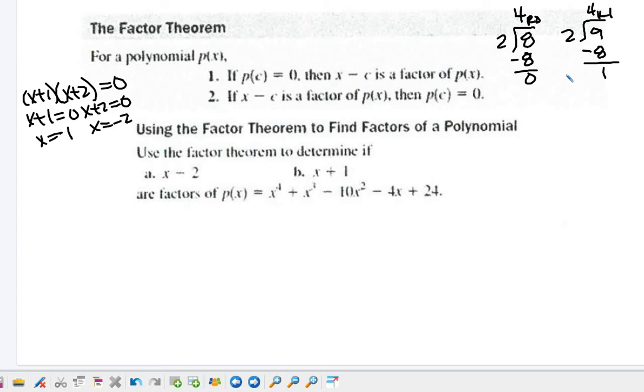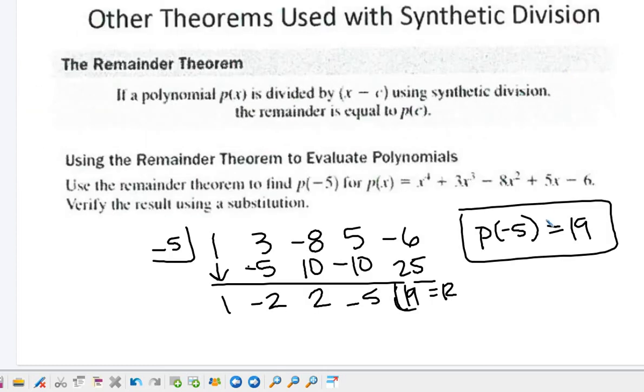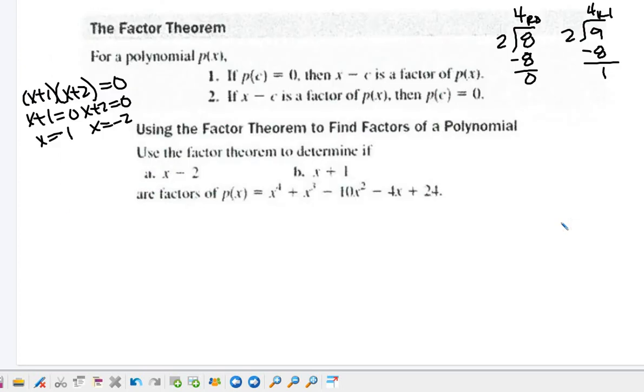So the way you answer this problem is important. Like we talked about here, if they say use remainder theorem, this is what your final answer should look like. P of -5 is equal to 19. Okay, so for factor theorem, it's a little bit different. The work is the same, but just your answer is different. So I'm going to plug in the opposite because it gives me a factor.